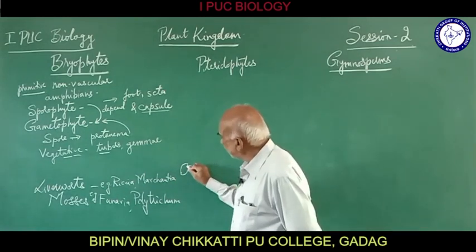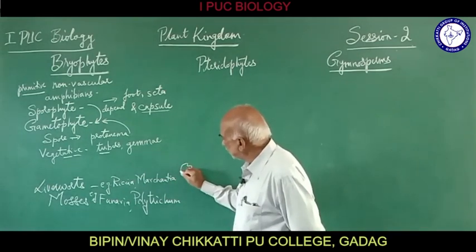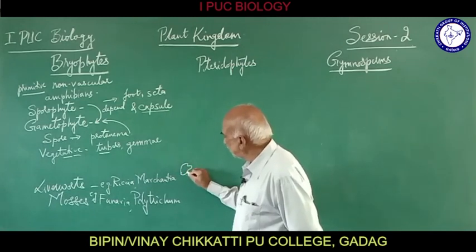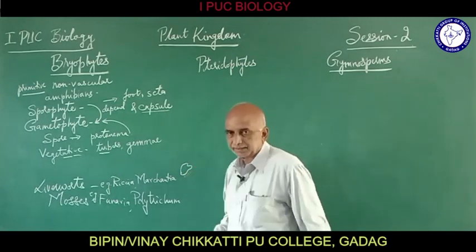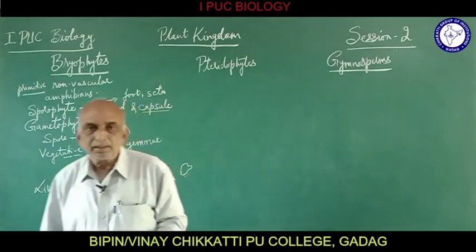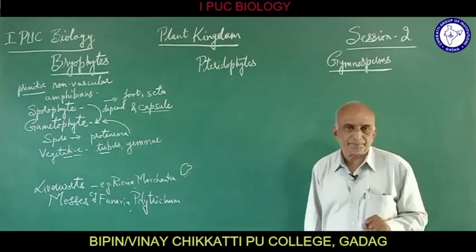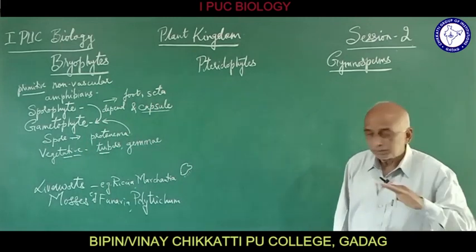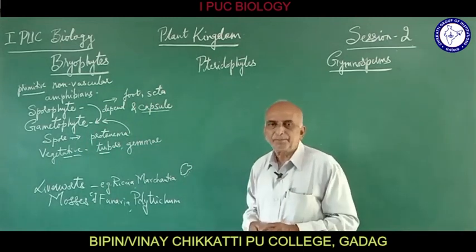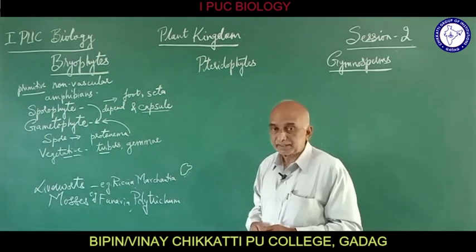So these are flat, and on the lower side we come across some root-like structures which help the plant to fix to the soil or that substratum, to that surface. So that means there is no differentiation of leaf, root and stem.